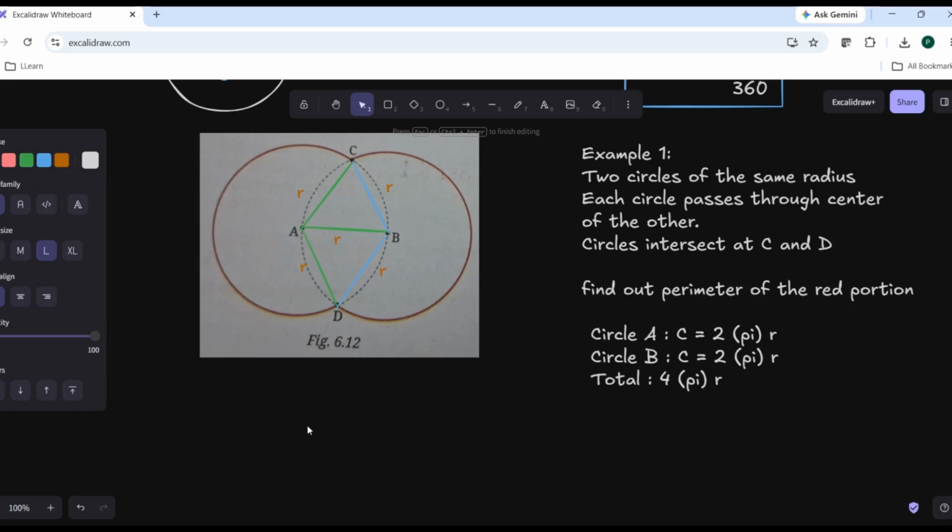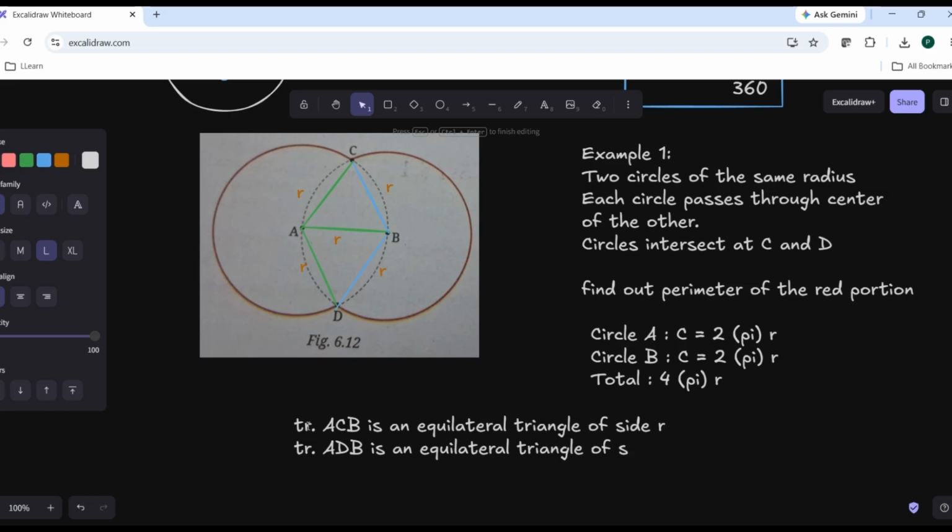Triangle ACB is an equilateral triangle of side r. Similarly, triangle ABD, or in the same way if we write it, ADB, is an equilateral triangle of side r.